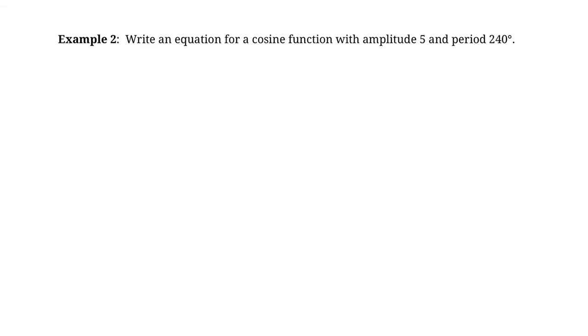We need to write an equation for the cosine function, and this has an amplitude of 5 and a period of 240 degrees. Our cosine function is y equals cos x, and with transformations, a is in front of our function, and our k value is within our function right in front of x. We're automatically given an amplitude of 5, so that means a is just equal to 5. So we have the value of a in our equation, but we do not have the value of k.